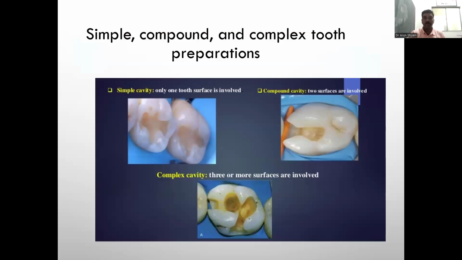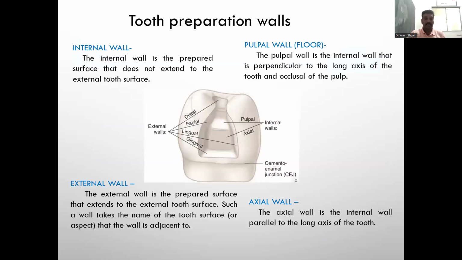And we can classify it into simple, compound, and complex tooth preparation, where only one tooth surface is involved, that is called a simple cavity, and two surfaces are involved, that is called a compound cavity, and three or more surfaces are involved, that is called a complex cavity. And now we are going to the tooth preparation walls.